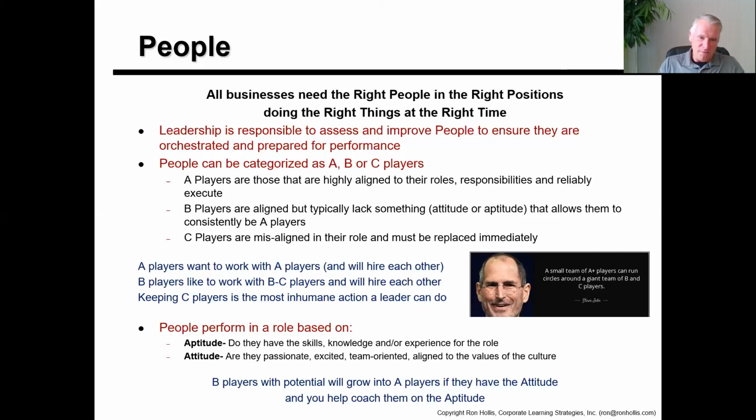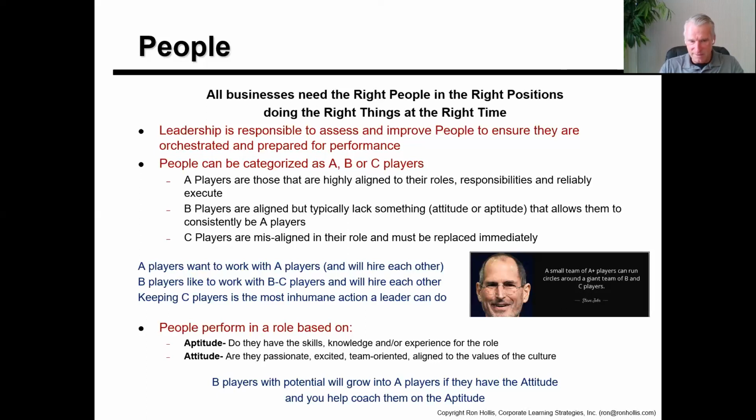You are more humane to go and shoot that player, let them go and find a role in the world where they can be an A player. Because everyone can be an A player somewhere. And if they're not an A player in your role, set them free. So drive that out. If you have C players, that's going to create the lack of performance in your functional.